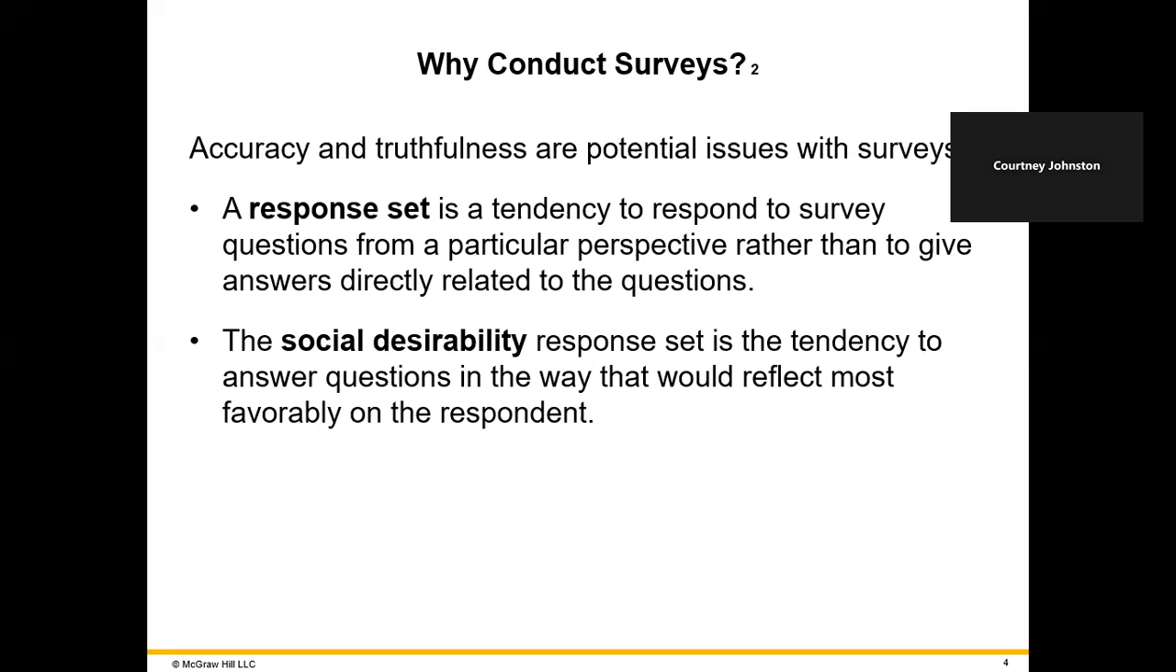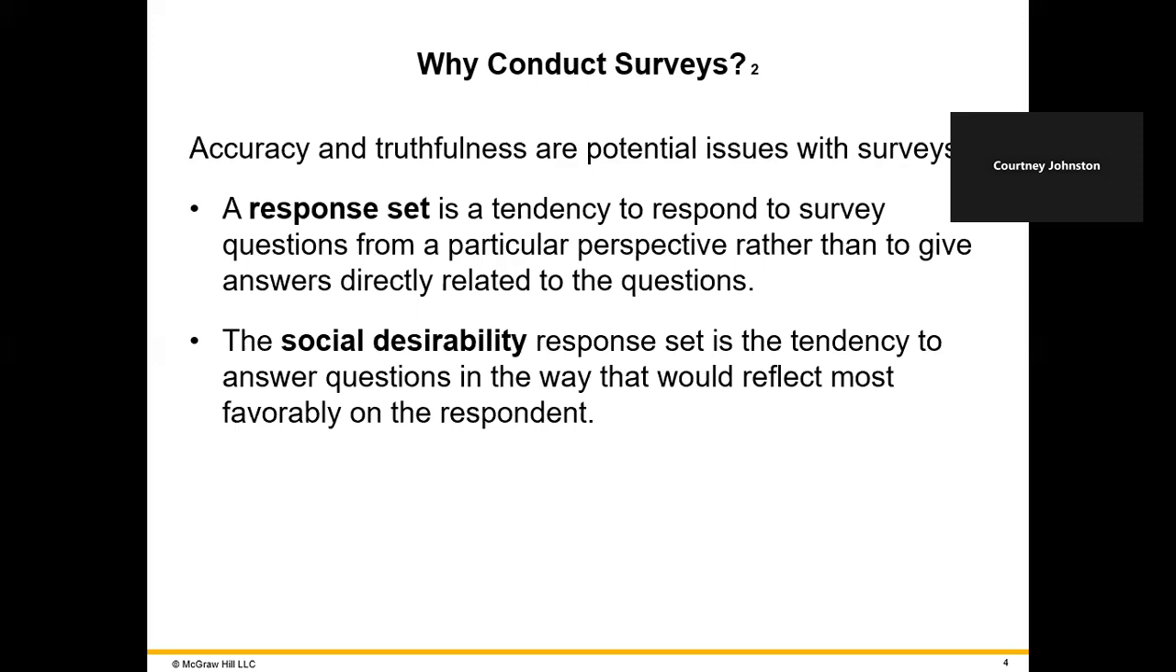So the accuracy and truthfulness are potential issues with surveys. So a response set is going to be a tendency to respond to survey questions from a particular perspective rather than give answers directly related to the questions. And so that's going to be an issue of response bias, basically, and participants are not going to accurately answer the questions.